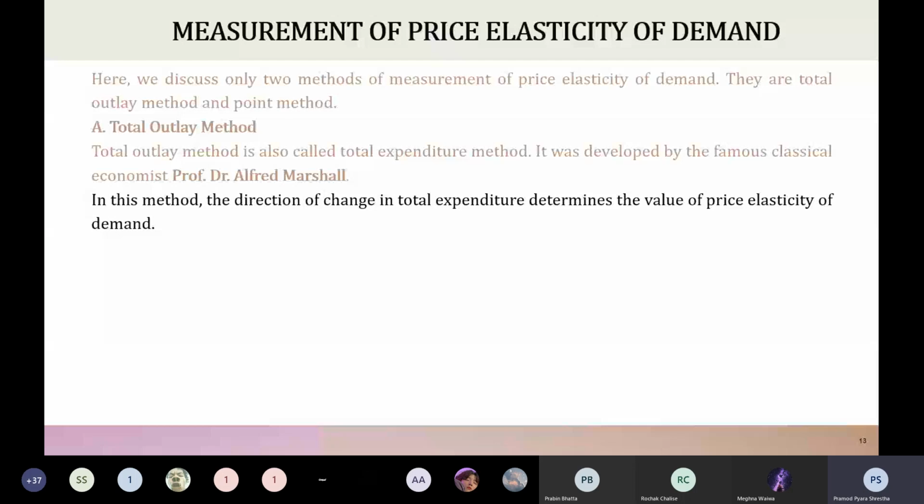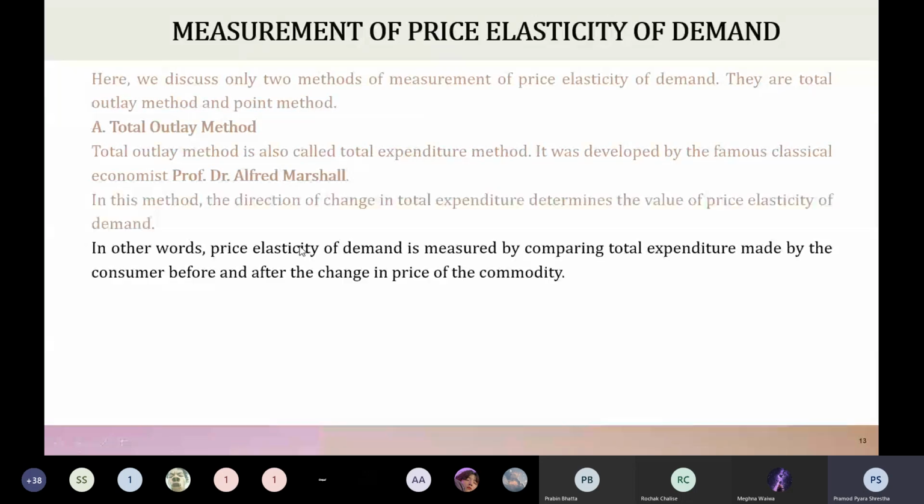Under this method, we simply observe the change in total expenditure to determine the value of price elasticity of demand. Looking at the change in total expenditure, we can say whether the elasticity of demand is greater than 1, equal to 1, or less than 1. So there are three possibilities according to this method: EP greater than 1, equal to 1, and less than 1.